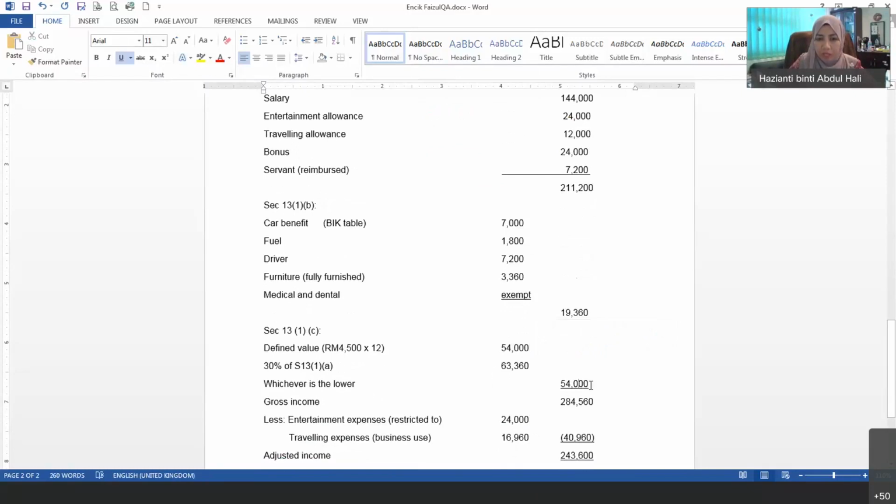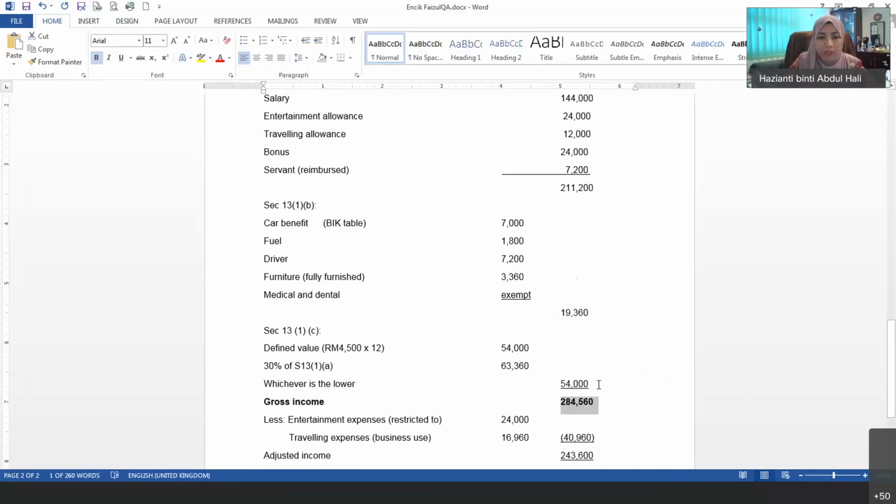54, you bring 54,000 here, that will give you a gross income. Remember last week we stopped at gross income, right? So by now, I hope everyone already gets the idea of calculating the gross income. This is your very first step, gross income, without any adjustment. So that will give us 284,560. Any questions so far? All right, okay, all good, good to go.